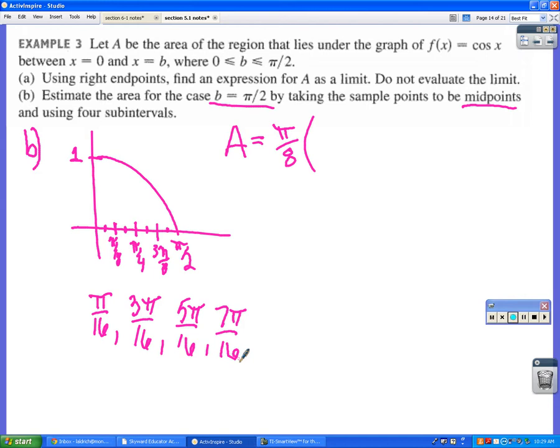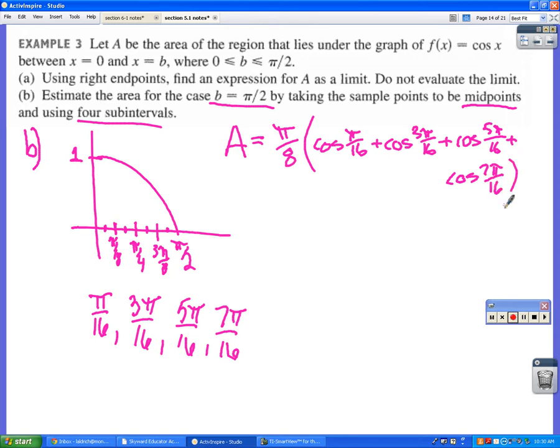So it's going to be pi over 8 times the cosine of pi over 16 plus the cosine of 3 pi over 16 plus, because we want 4 rectangles, plus the cosine of 5 pi over 16 plus the cosine of 7 pi over 16. Way easier. It's called taking the integral, but we don't know that yet. I told you, we just have to sort of suffer through this for the first 2 sections.